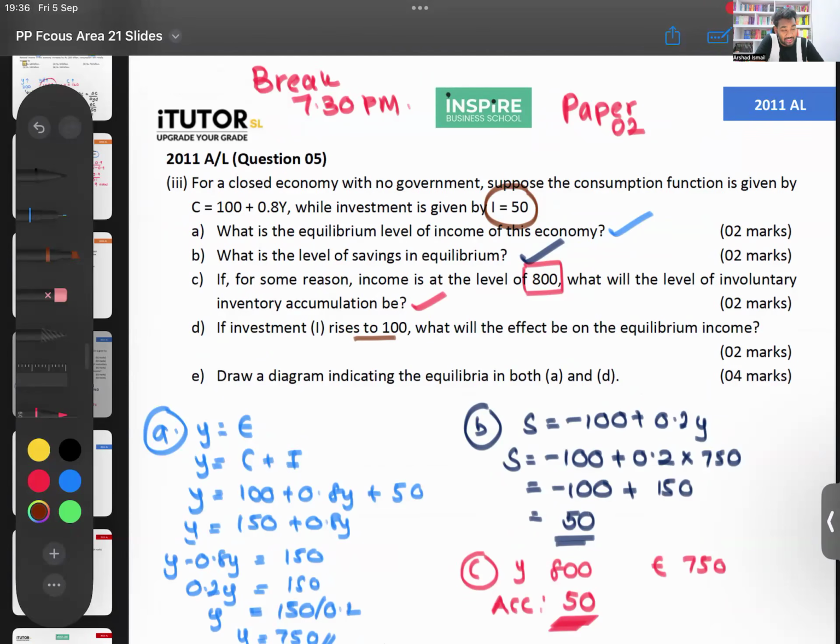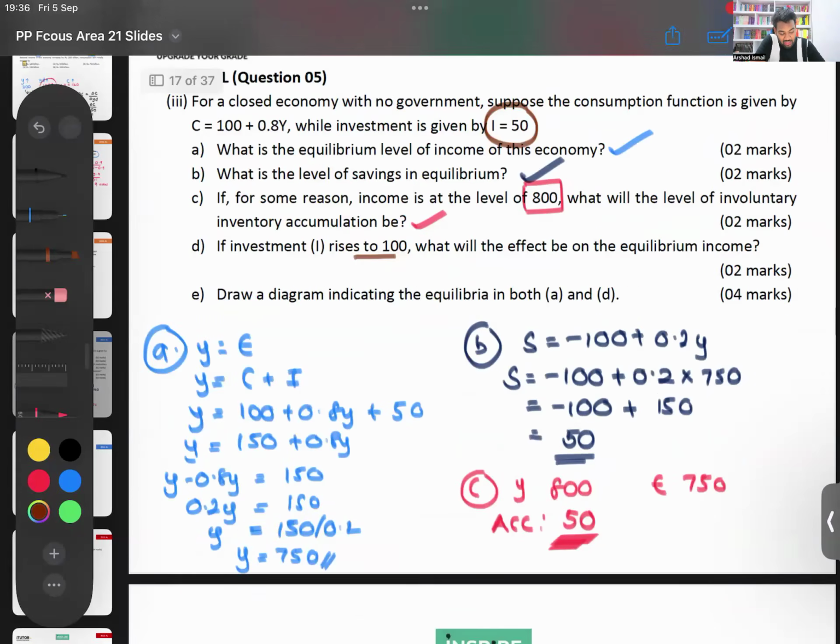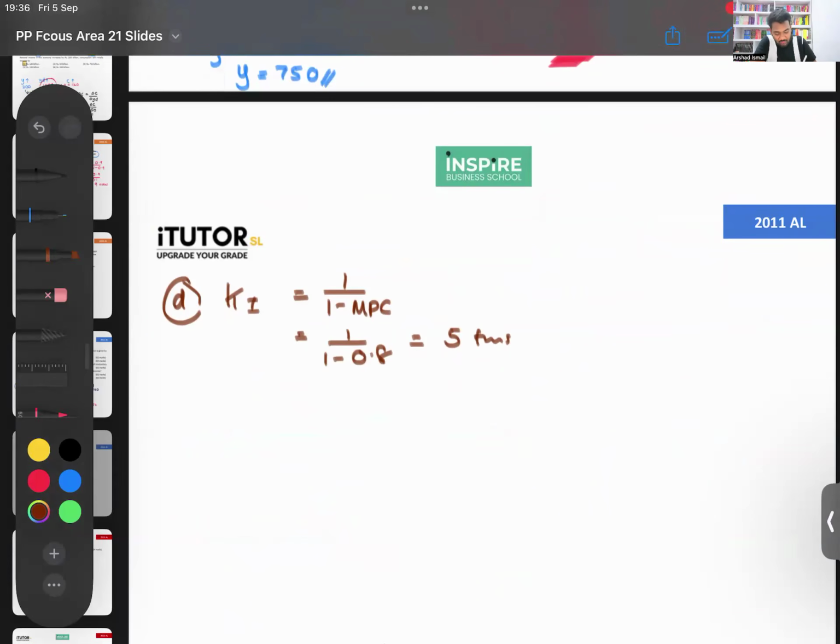So if investment changes by 50, if your multiplier is 5, by how much will your national income change? Multiplier is 5, investment is changing by 50. So therefore my national income will change by 250. So that is your answer. So you can say, as a result of this, if investment increases to 100, that means it is increasing by another 50. It will get multiplied by 5 and national income will increase by 250.